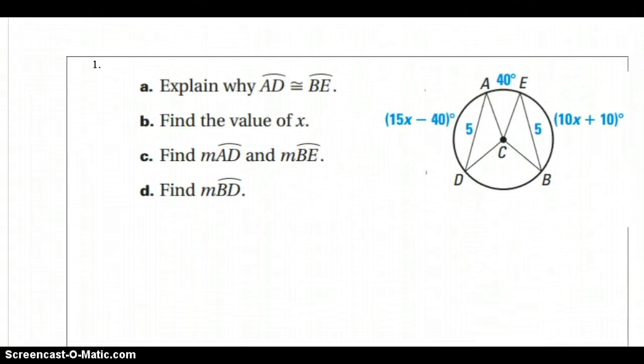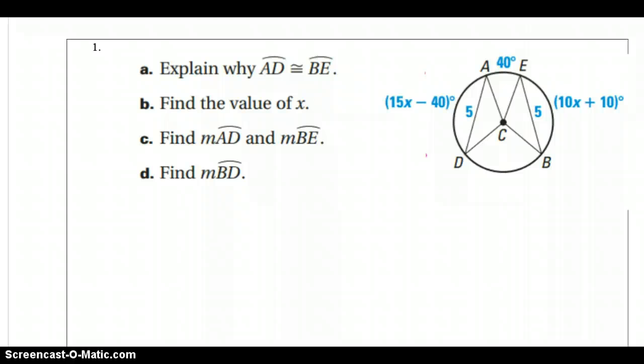Alright, last problem. Part A, explain why arc AD is congruent to arc BE. So we're looking at these two arcs here, AD and BE. Now we can see that the chord from A to D is 5, and the chord from E to B is 5. So if the chords are congruent, then the arcs are congruent. So we could write this as: because the chord AD, which we write as a segment, is congruent to the chord EB, which makes the arcs congruent by the property we talked about today.